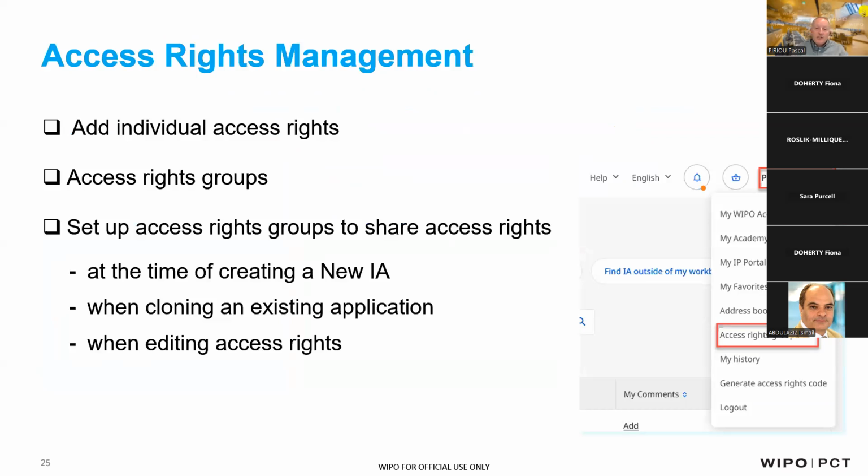It's possible to manage access rights within an international application and to add only one connection, but it's also possible to share access rights with an access right group. And I will come back to that also during the live demonstration. When you set up an access right group, it's possible to assign this access right group at the time of creating a new international application, also when you clone a new international application and when you edit the access rights.